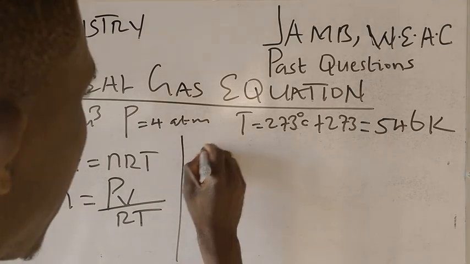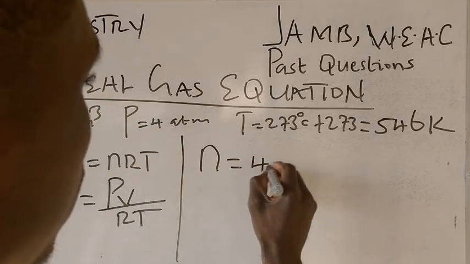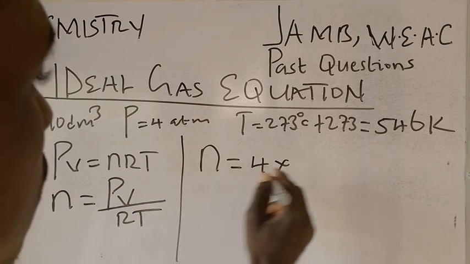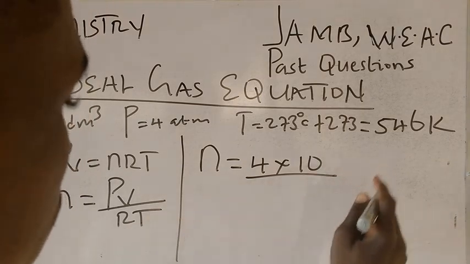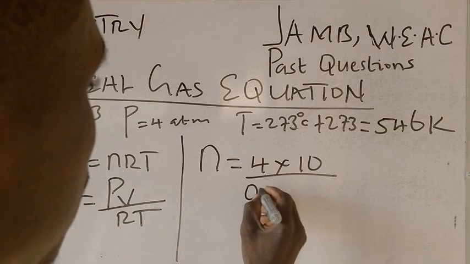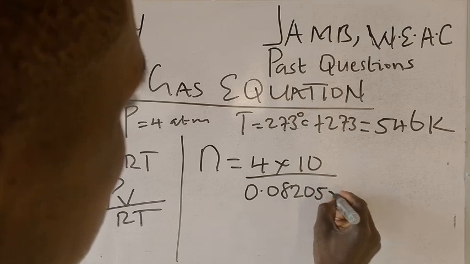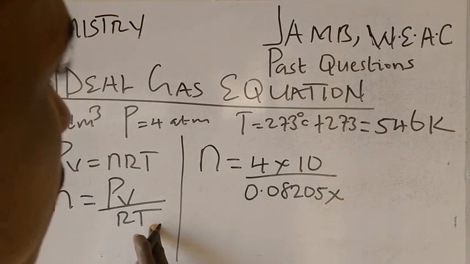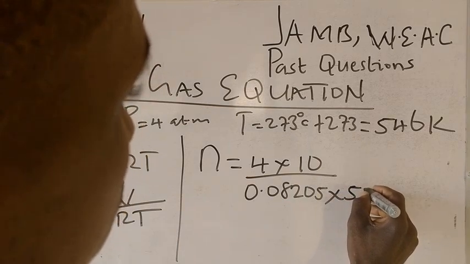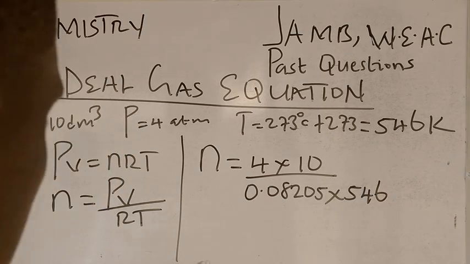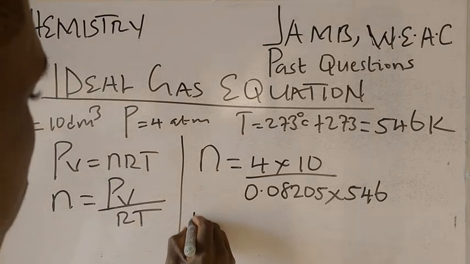Therefore, our n will be equal to, P is 4, times V, which is 10, all over R, which we calculated to be 0.08205, times T, which is 546. So what is our n now?